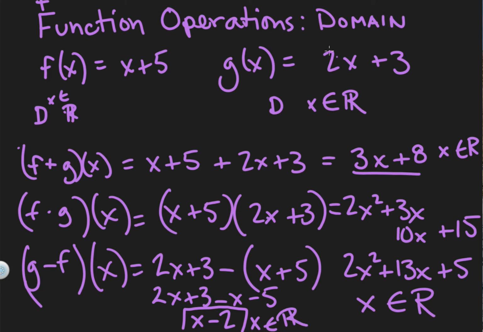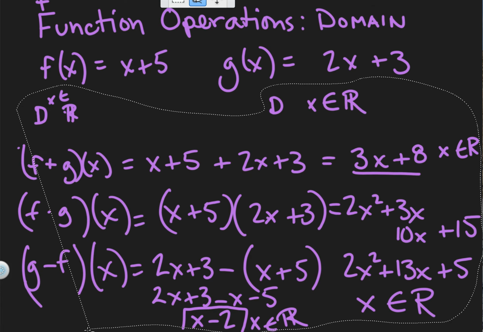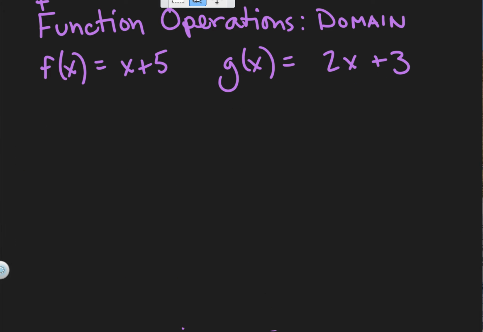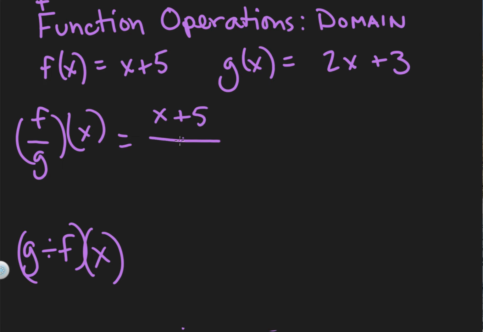Now, where this gets a little bit dicey is where we have division. So let me get rid of this. That's pretty cool, huh? All right, so we're going to look at both f divided by g of x, and we're also going to do g divided by f of x. So the numerator has a domain of all real numbers. The denominator has a domain of all real numbers.